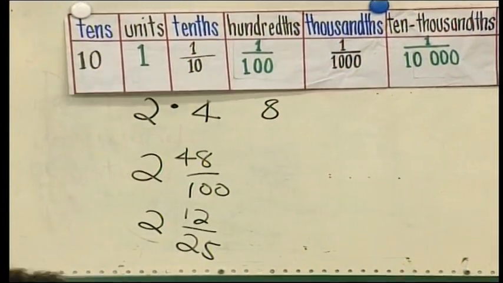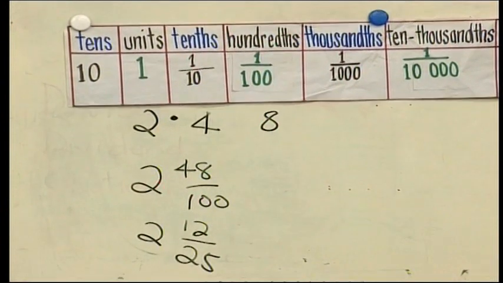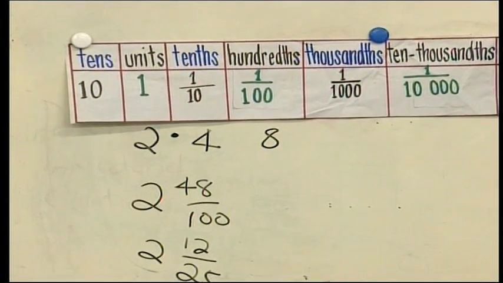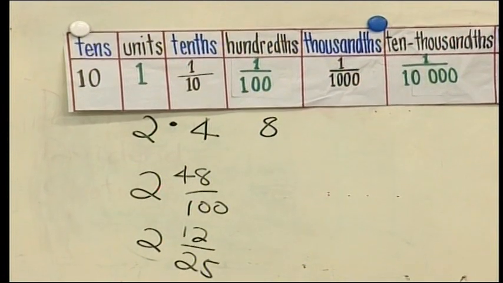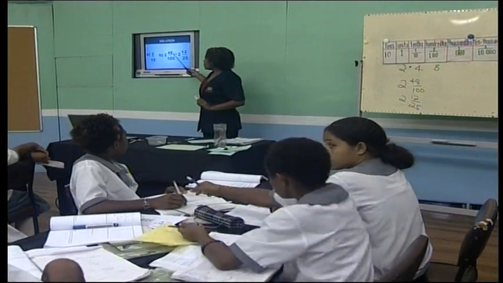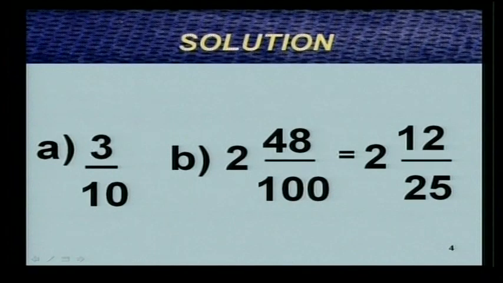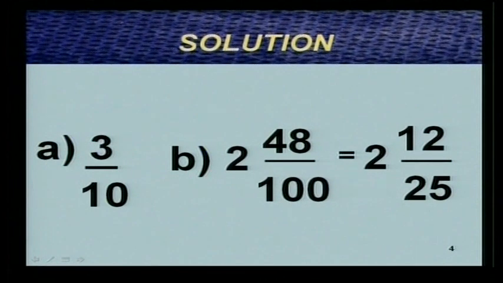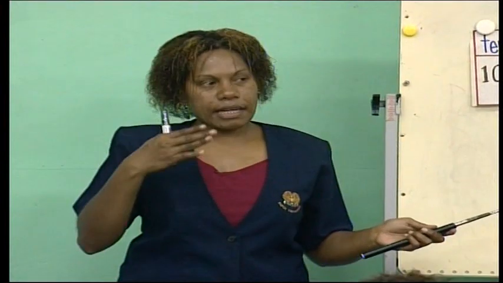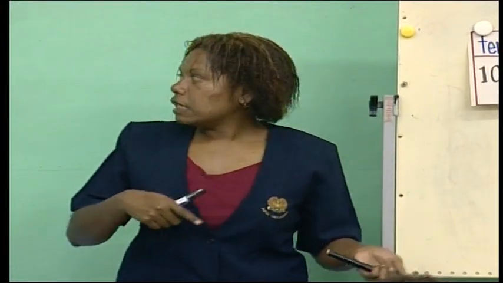Okay, so when you change that decimal 0.3 into a fraction, it's 3/10. Changing 2.48 into a fraction, 2 whole and 48/100, but you can simplify, so we have it as 2 whole and 12/25. 7s. So using your place value chart can help you to identify how to change the decimal into a fraction.